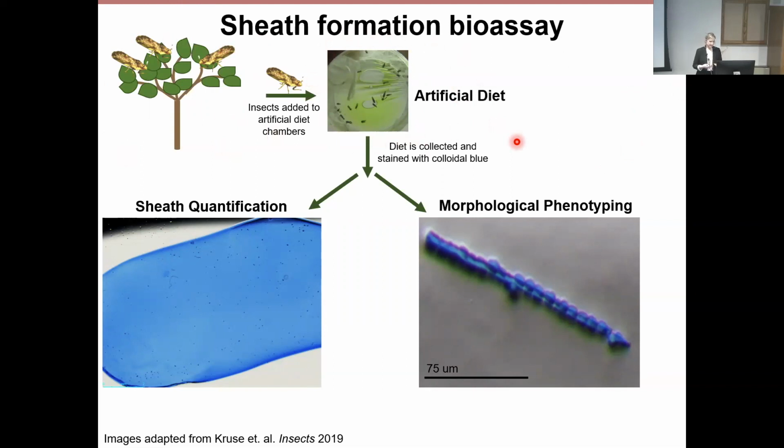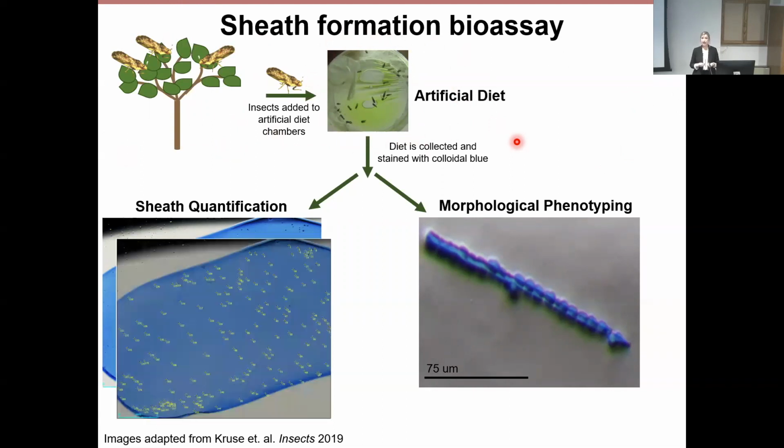And this assay gives us two types of information. So first, I look at the entire diet and I use image quantification to count the number of sheaths that are deposited. And this gives us a proxy measurement for feeding. The second type of information is morphological information, because I can use microscopy to look at any visible effects of the treatment on the formation or structure of the sheath.